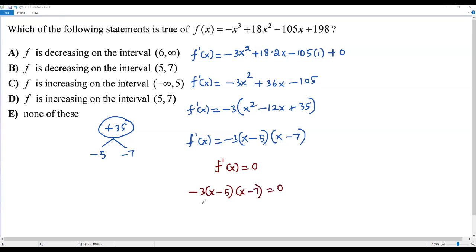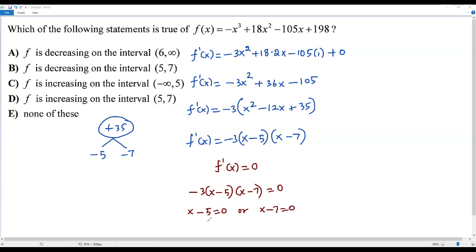Here the product of three quantities equals 0: −3, (x − 5), and (x − 7). Definitely −3 cannot be 0 because it's a constant. But the product has to be equal to 0. So if I want this product to be 0, I'm sure this one is not equal to 0, so either x − 5 has to be 0 or x − 7 has to be 0. Let me write it here: x − 5 = 0 or x − 7 = 0.